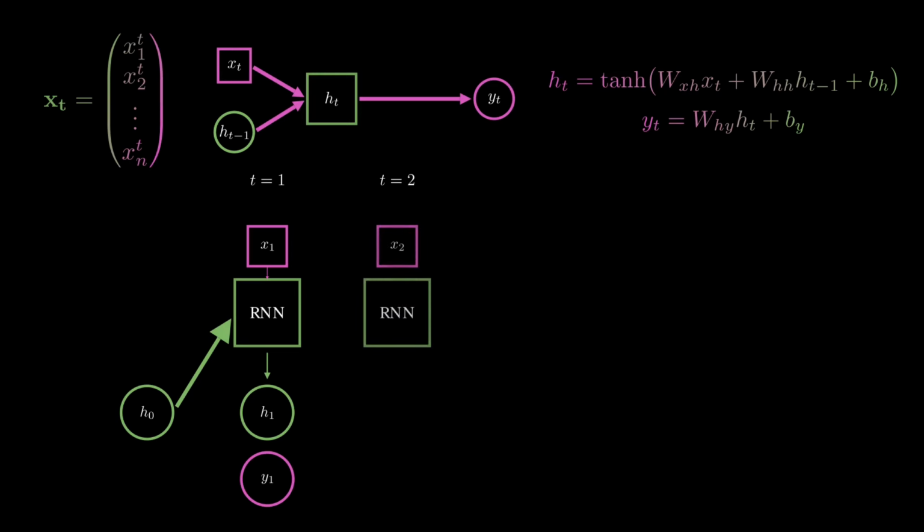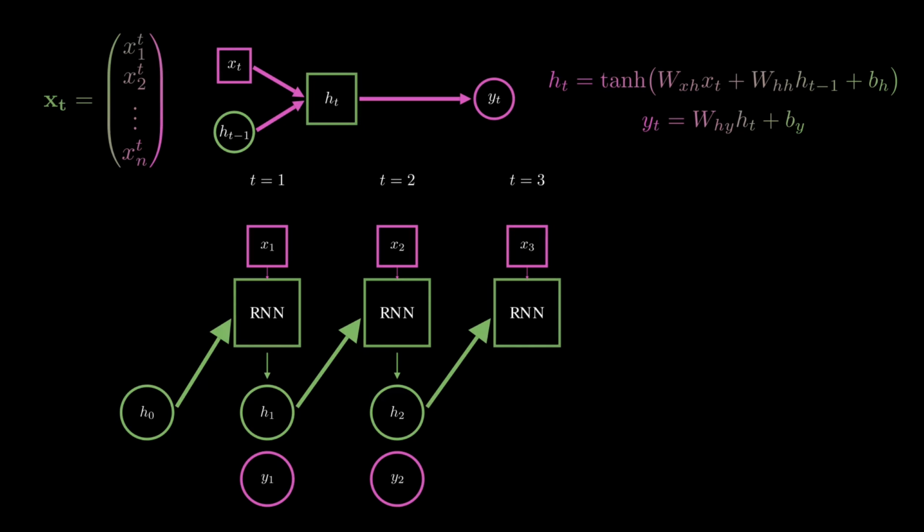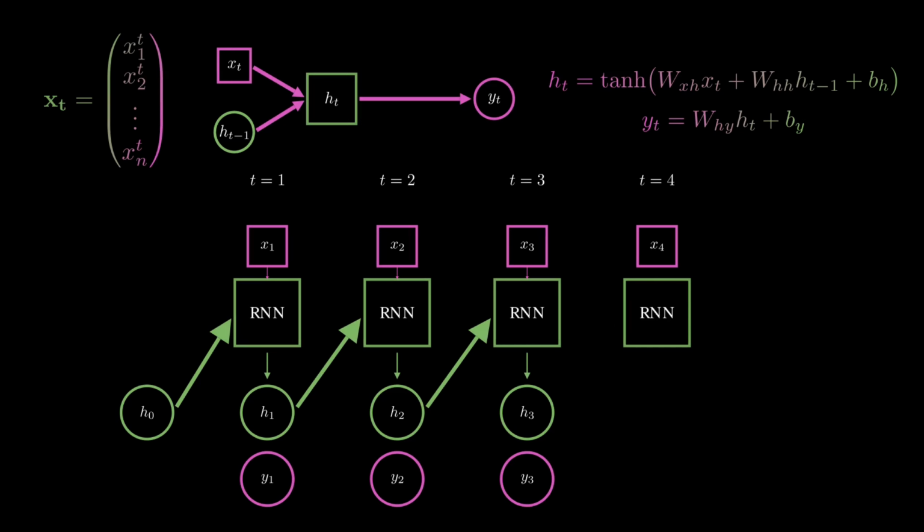At time step 2, we feed in the next input x of 2, but this time we'll also use the previous hidden state h of 1 to calculate the new hidden state h of 2, which then gives us y of 2. And the same process repeats at time step 3, time step 4, and so on. This structure gives RNNs their power. They can use memory of previous steps to inform future predictions, which is exactly what we want when analyzing sequences like stock prices. Now let's look at a practical example.